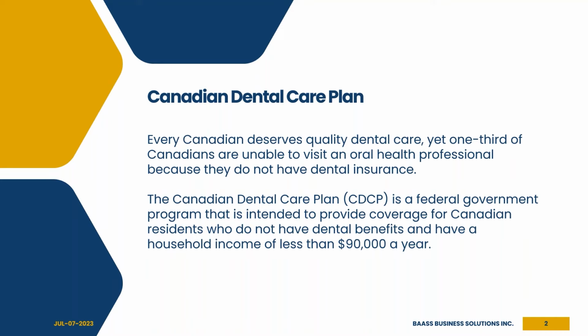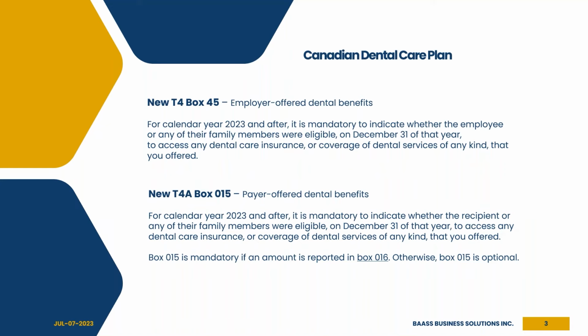But our focus today is how we need to report on it for T4. So there are two additional boxes, one for the T4 and one for the T4A. Box number 45 is the employer offered dental benefit on the T4. Anybody who downloads the T4 now, or when you're generating your T4s for 2023, this box has been added. So for the calendar year of 2023 and afterwards, it's mandatory to indicate whether the employee or any of their family members were eligible on December 31st of the given year to access any dental care coverage or coverage of dental services of any kind that you may offer.